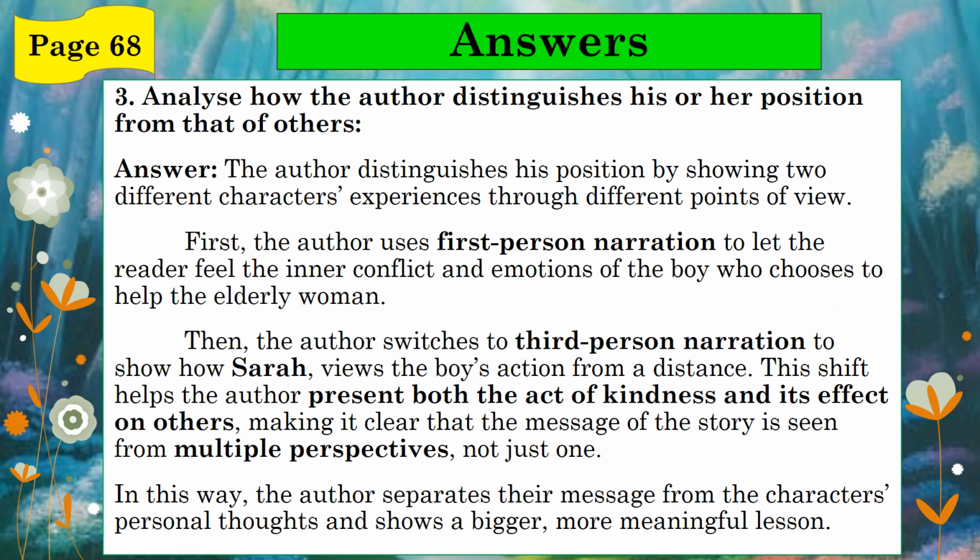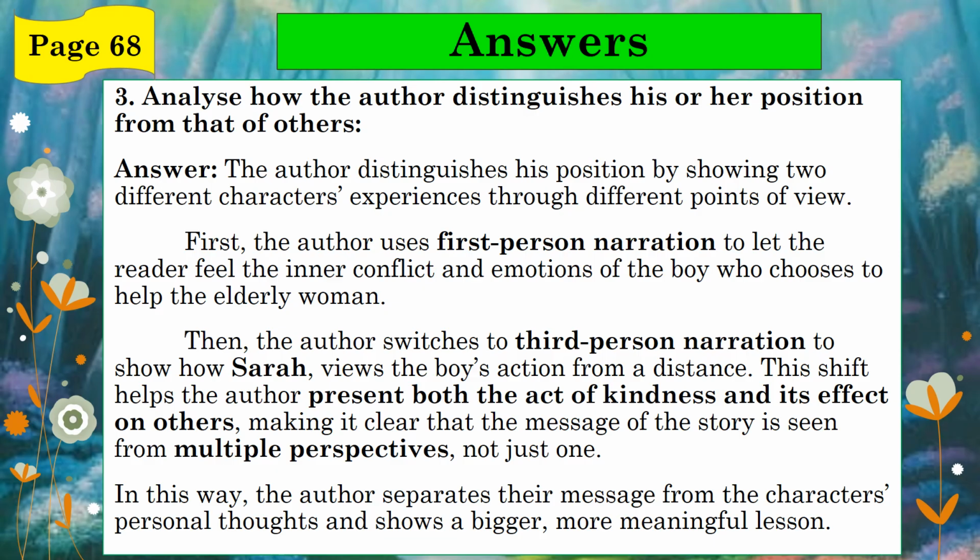Now, let's move on to question 3. How does the author distinguish their position from that of others? Here's the answer. The author distinguishes his position by showing two different characters' experiences through different points of view. First, the author uses first-person narration to let the reader feel the inner conflict and emotions of the boy who chooses to help the elderly woman.